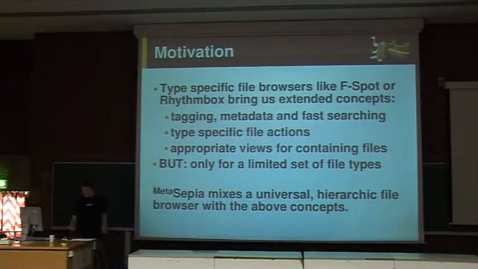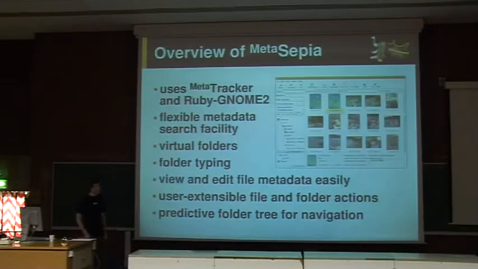Metasapia makes tagging, metadata, and these features available for all file types. So it's a hierarchic file browser with these extended concepts built in. So here you can see the graphical user interface. It is written in Ruby GNOME, and the backend is a metadata database called Tracker. It's an indexing and searching engine with a database built in, so you can put your own metadata into the database, which is then used for searching as well.